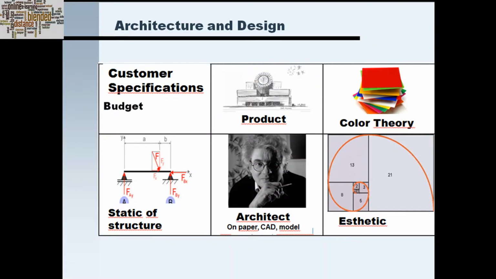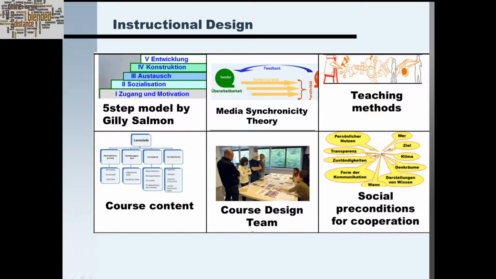When an architect designs a building, he or she is creative like a painter, but at the same time, he or she has to respect the requests of the investor, laws of physics, properties of the building material, color theory, aesthetics, and so on. Designing a course is a creative process too, whereby theory of learning, teaching methods, media theories, social dynamics have to be considered.